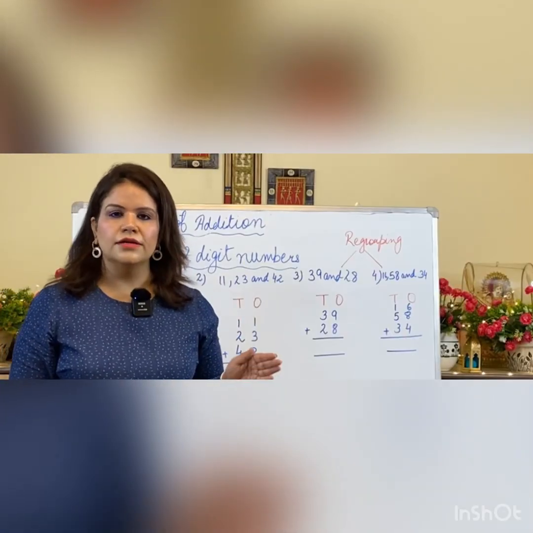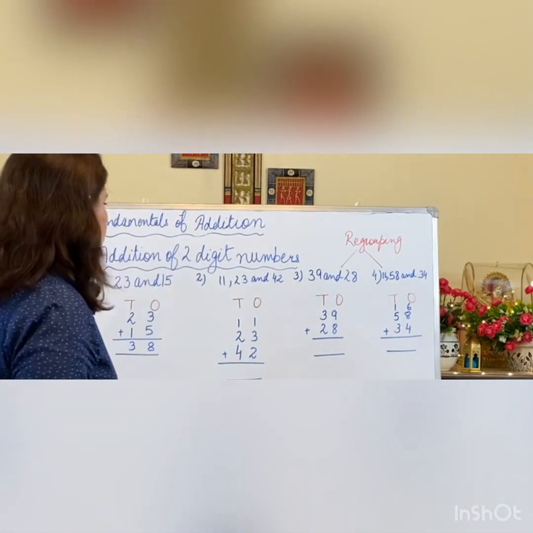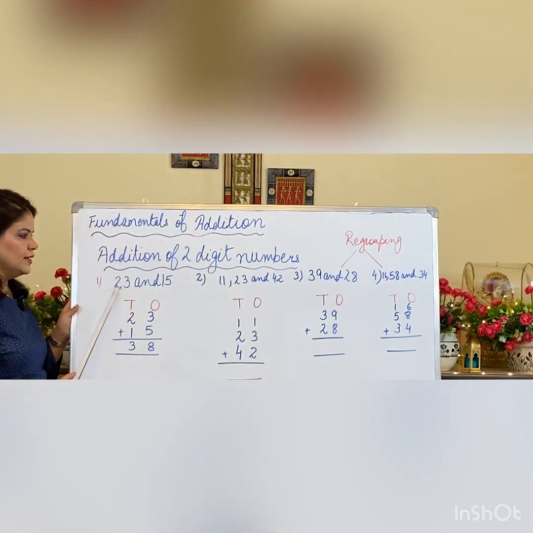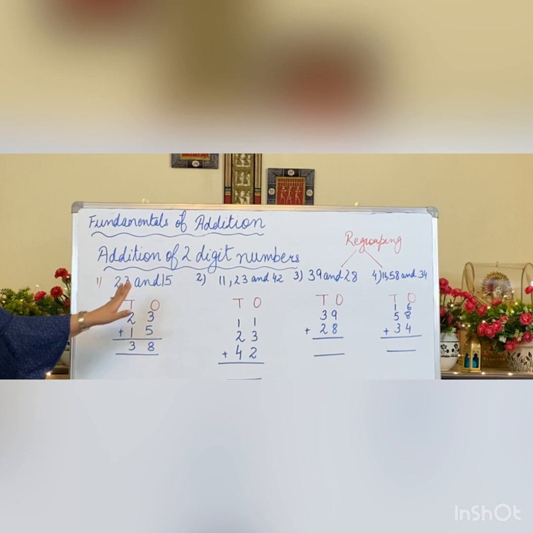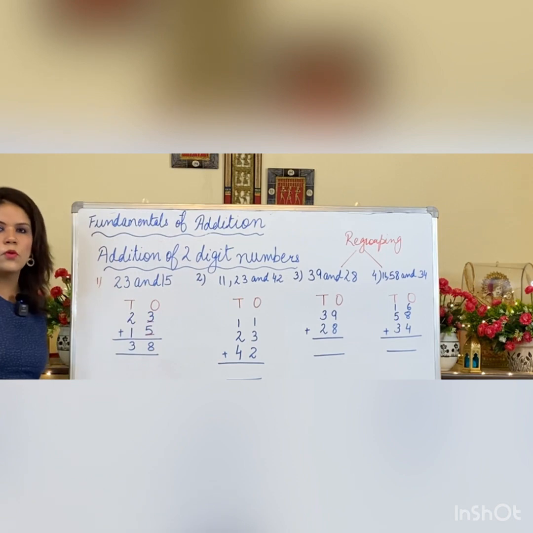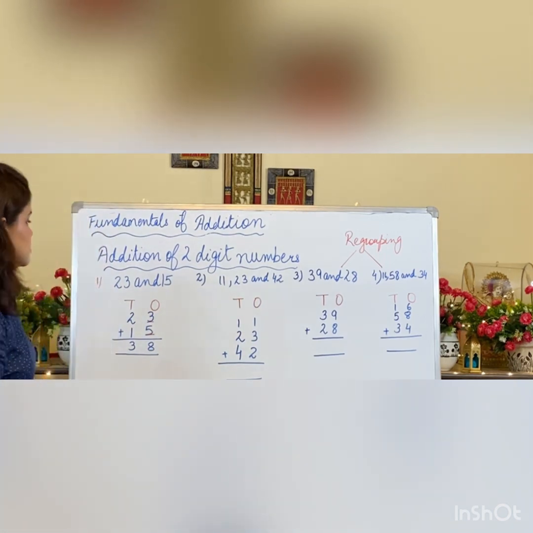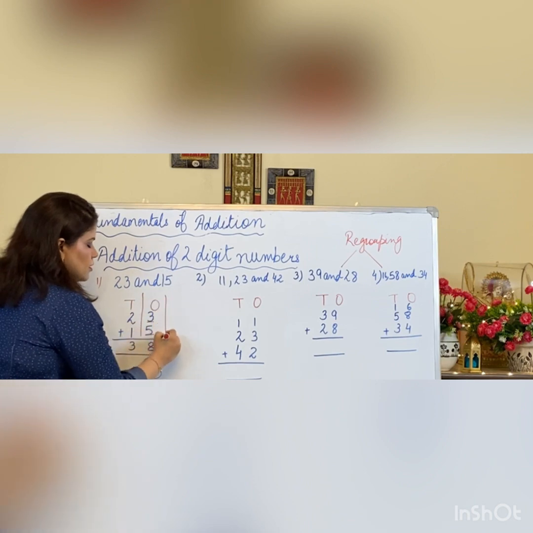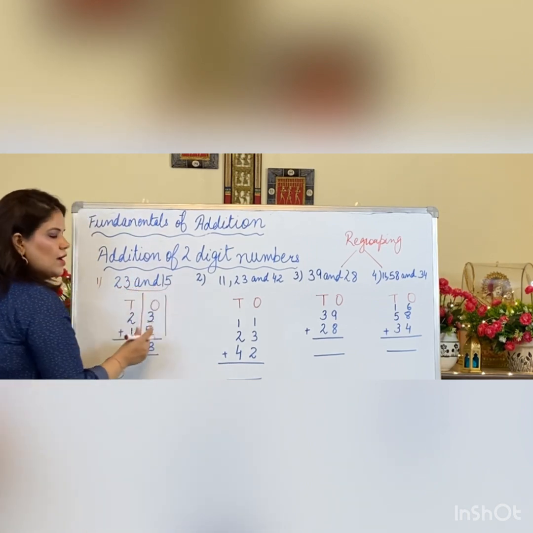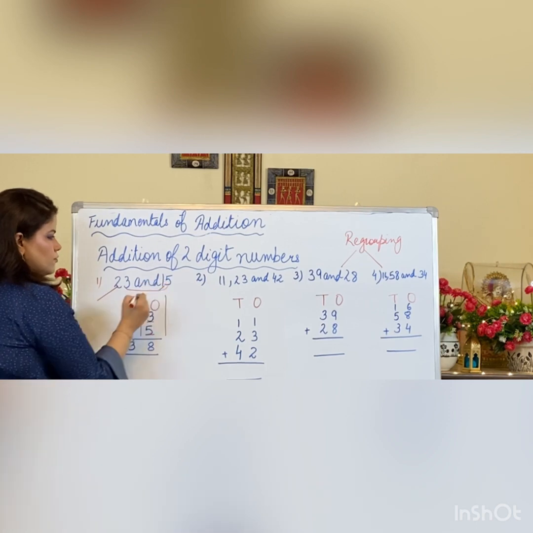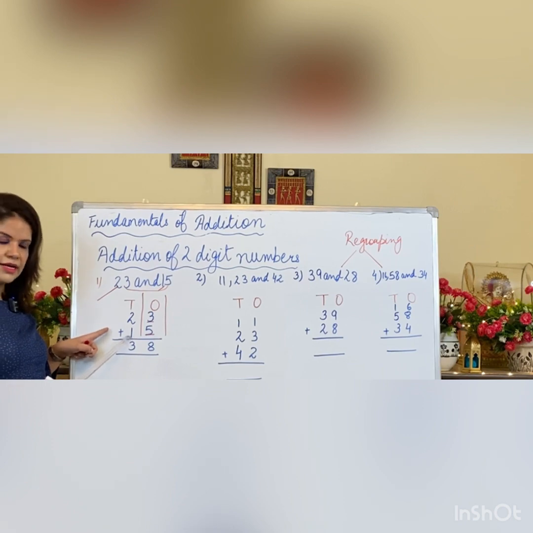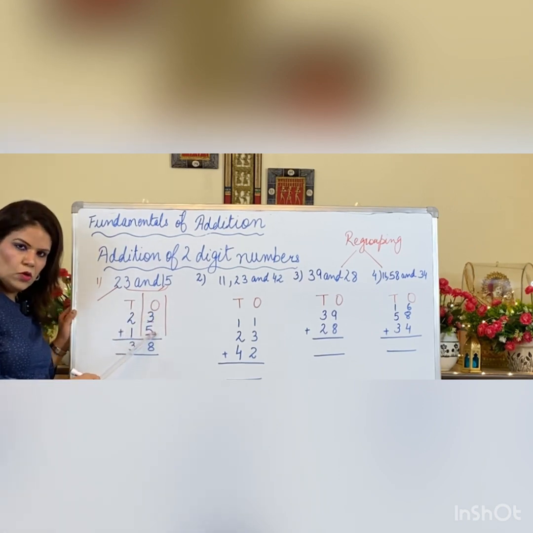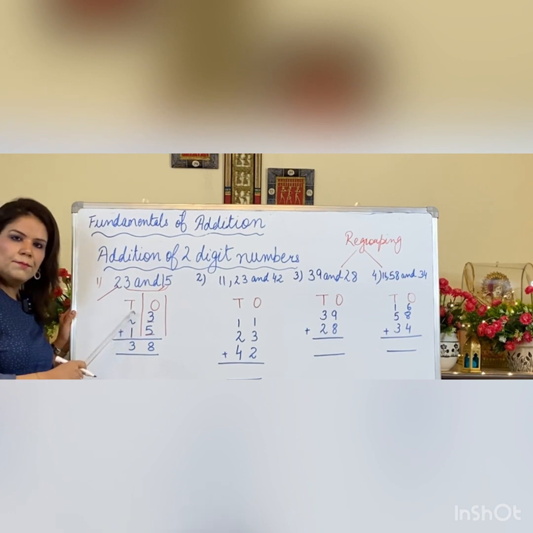I'm explaining addition of two-digit numbers. The first example which I'm taking is 23 and 15. We have to add these two numbers. Now we know that in this 3 and 5, they both are at the ones place. Since I'm following the column method, I will be writing 3 and 5 at the ones place, and 2 and 1 which are at the tens place, I will write them below the tens column. Is it clear? Ones place numbers will come below the ones place, tens place numbers will come below the tens place.